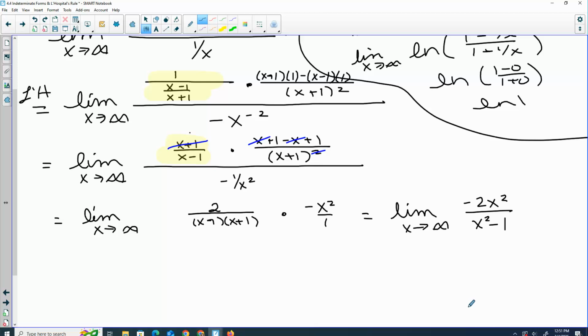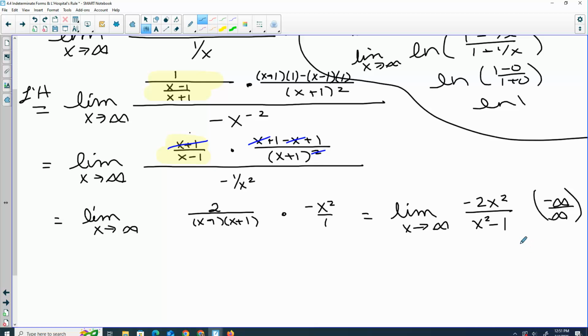It works out. Putting infinity in, we're getting negative 2 times a really big number, so negative infinity on top over infinity. Do we know what that goes to?